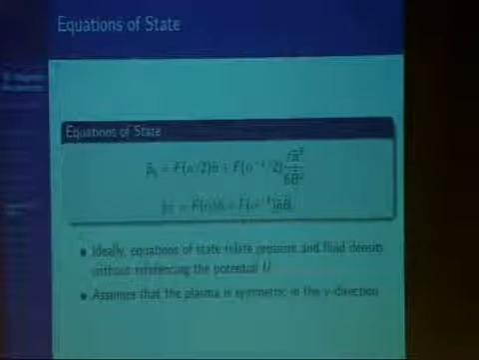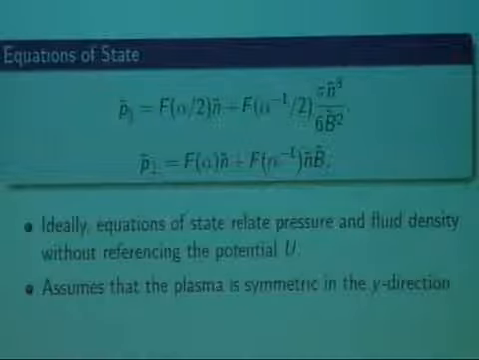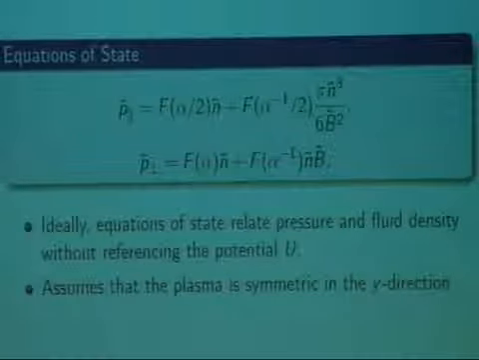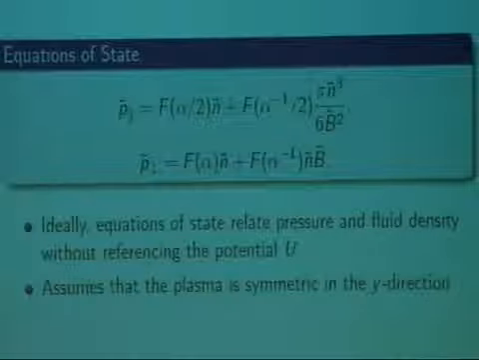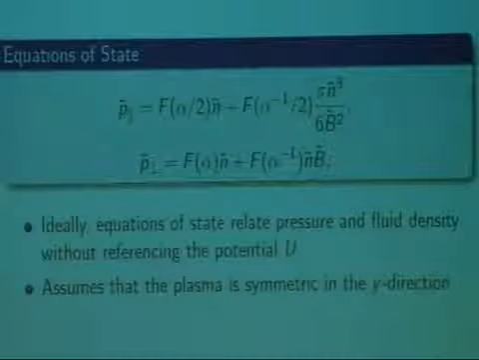The equations of state, which relate the components of pressure and the density without referencing the potential, have also been created for two-dimensional plasmas. And in these equations, f of x, like here, is a function which represents 1 over 1 plus x. And these are the components of pressure, and n is the density.